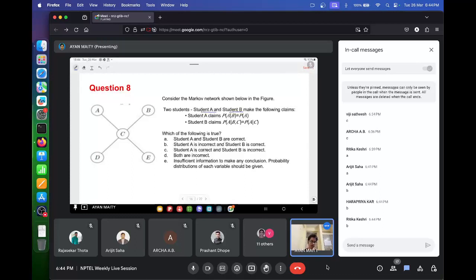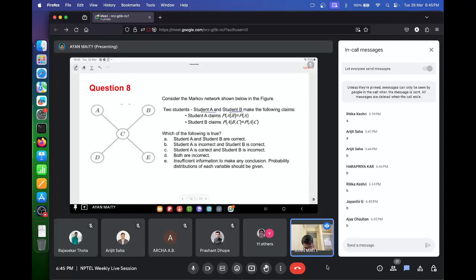Orijit Saha says option B. Harapriya Kaur says option B. Ritika Kestri says option B. Jayanti says option B. Ajay Chauhan says option B. Yeah, so all the answers in the chat are option B.